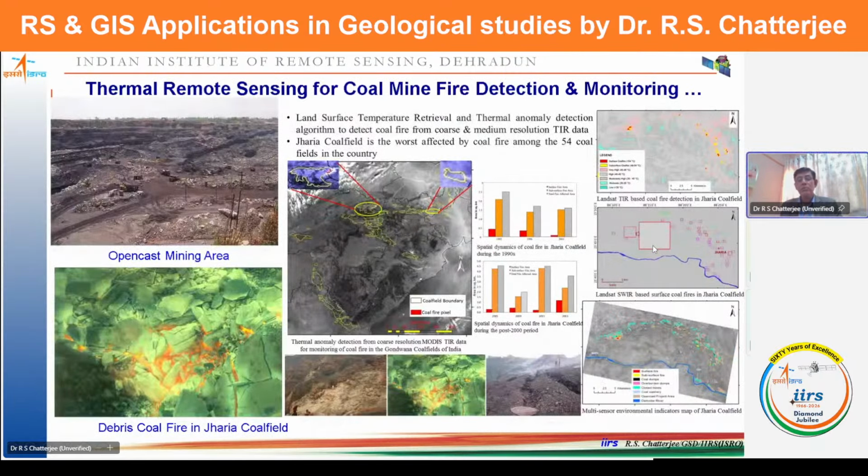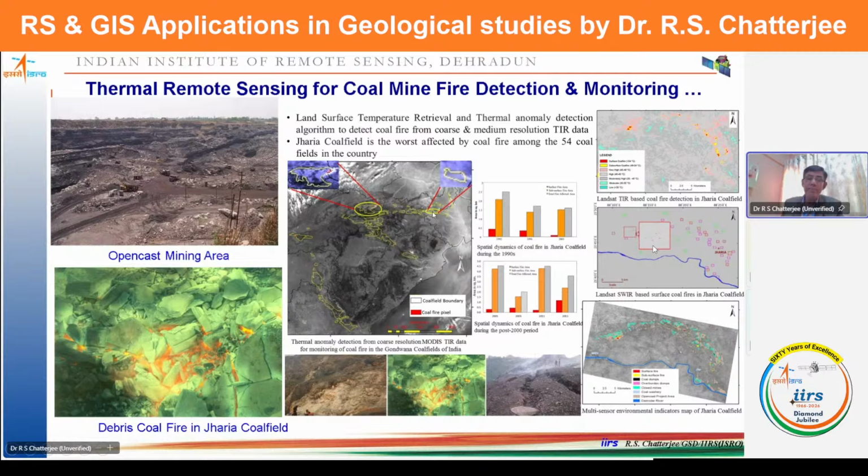Similarly, these anthropogenic hazards like mine fire. See, this is the Jharia coalfield. There are 54 Gondwana coalfields in India, and Jharia coalfield is one of the most important coalfields in terms of the coal resources, quality of the coal, and also damage. How much coal fire is there? Subsidence is happening, and roof collapse happened particularly earlier. Now it is much reduced.